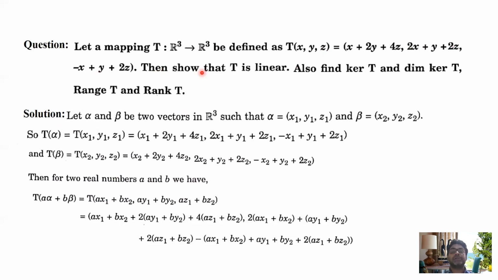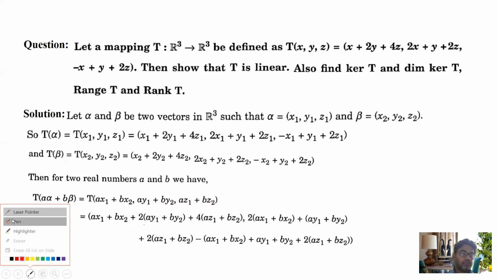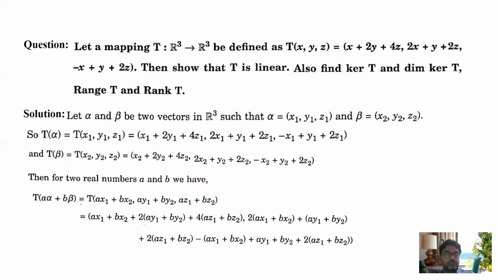Now we want to prove that it is a linear transformation. So that means you have to prove T(aα + bβ) is equal to aTα + bTβ. Let's see. Now T(aα + bβ) is equal to T(ax1 + bx2, ay1 + by2, az1 + bz2), because aα + bβ is that vector. Clear? Very simple. Please check.